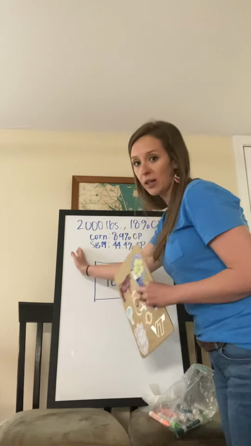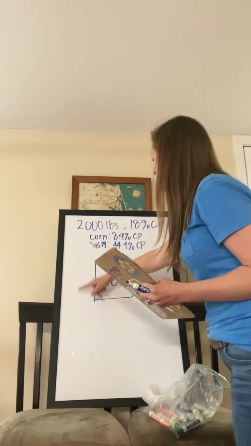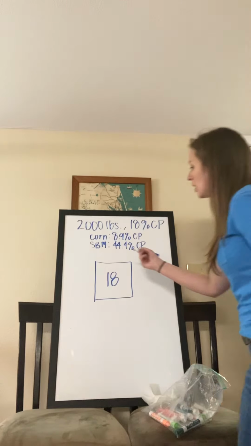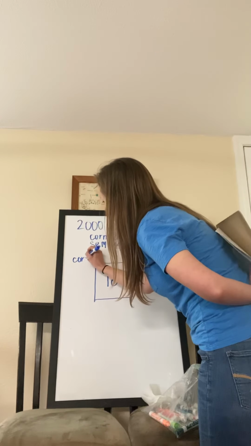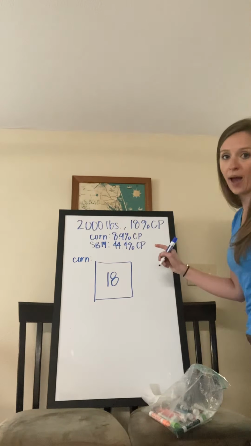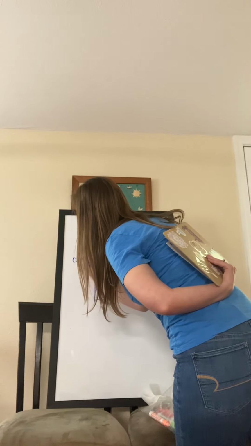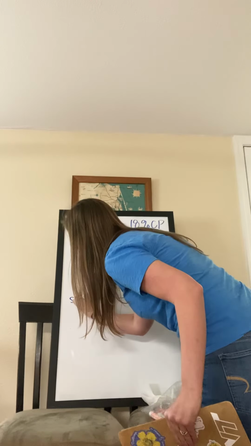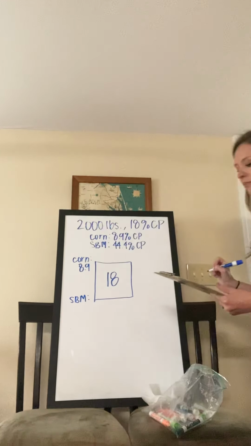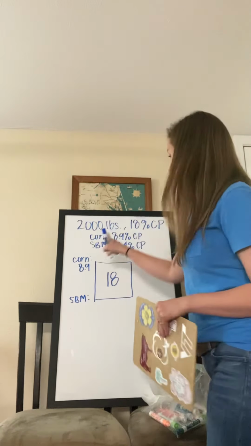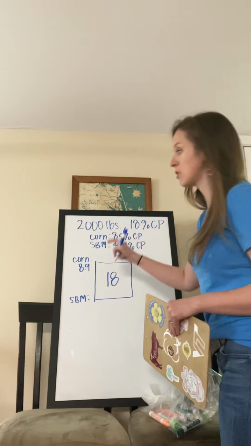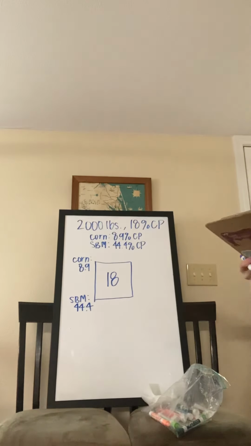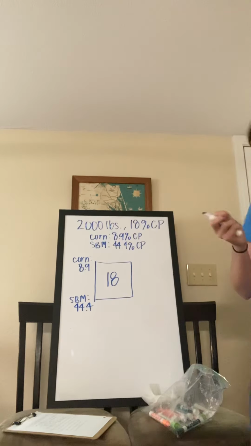Then we're gonna start over here on the left side. On each corner, you're gonna write your feed types and their crude protein percentages. So up here at the top, I'm gonna write corn, and I'm gonna write 8.9%. And then at the bottom, I'm gonna write soybean meal, SBM, and I'm gonna write 44.4. This is all things that have been given to you so far. No calculations yet. Okay, so now we're gonna do some calculating.